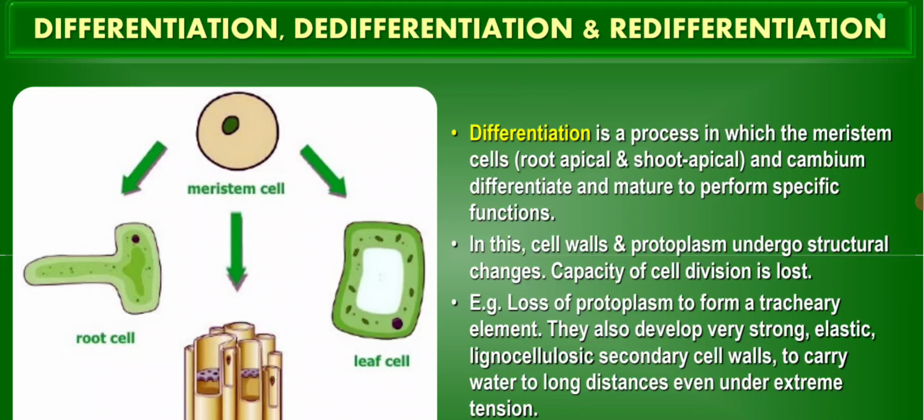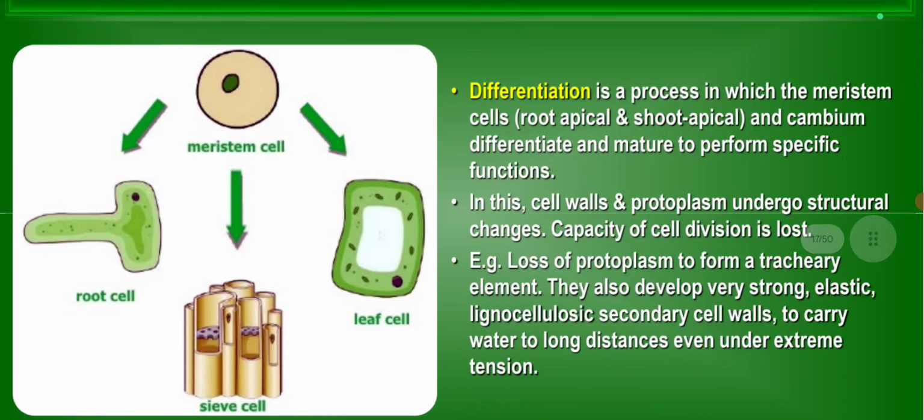Differentiation is a process in which the meristem cells, that are root apical, shoot apical and cambium, differentiate and mature to perform specific functions. In this, cell walls and protoplasm undergo structural changes. Capacity of cell division is lost. Example, loss of protoplasm to form a tracheary element. They also develop very strong, elastic, lignocellulosic secondary cell wall to carry water to long distance even under extreme tension. As you can see, simple cell, then meristematic cell divides to root cell, then leaf cell, and then sheath cells.